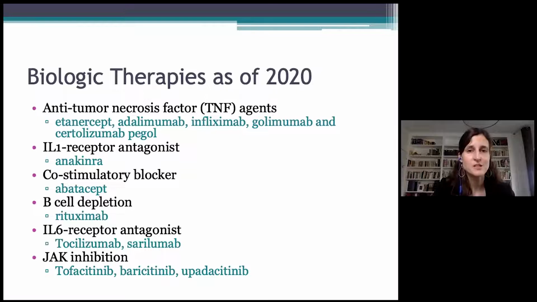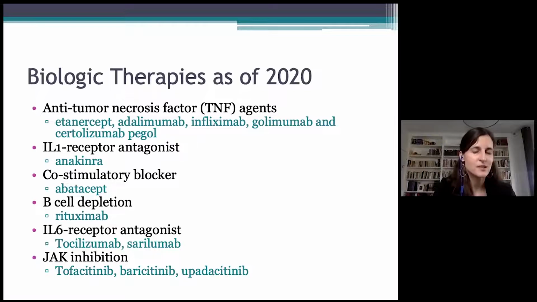Now, in terms of biologic therapies as of 2020, these are the general groups that we think about. Anti-TNFs are likely the most widely known. These include etanercept, adalimumab, and infliximab. IL-1 receptor antagonists are on the list of general categories. This includes a medication called anakinra.